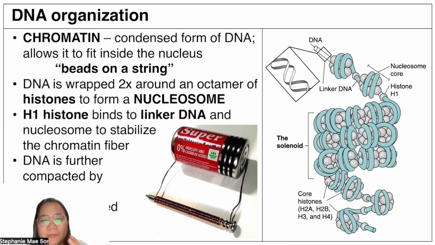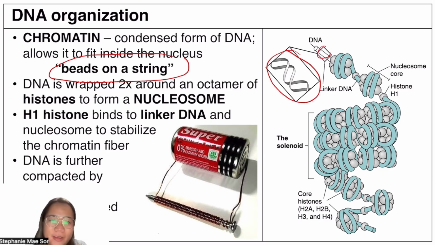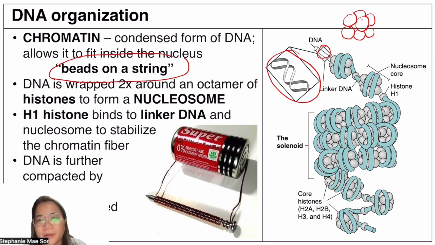So meron siyang arrangement, of course. Yung chromatin is described as a beads on a string. Bakit? Because of the structure. So discuss natin kung paano siya kinocondense, no? So, of course, you have your DNA. Your DNA is a double helix. So, your double helix DNA is wrapped 2 times around an octamer of molecules you call histones. Di ba? Sabi na nga natin yun, di ba?